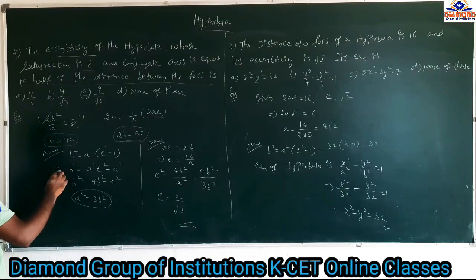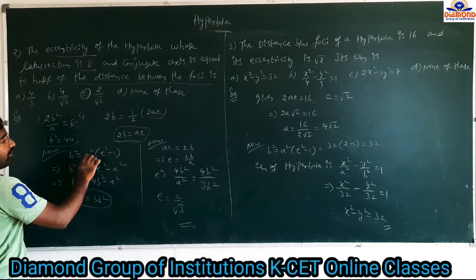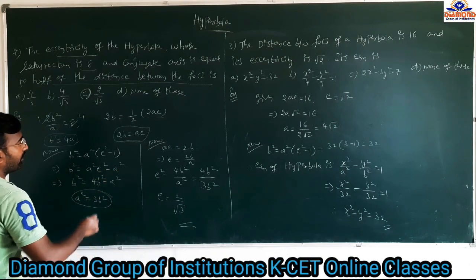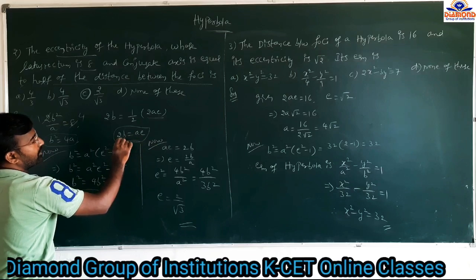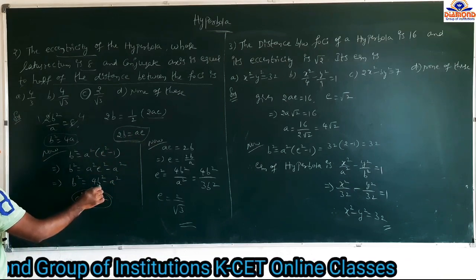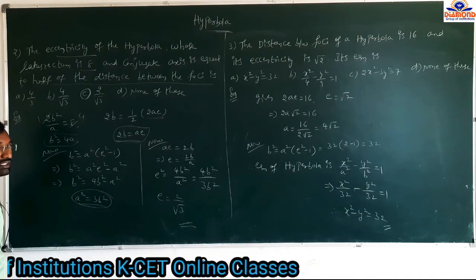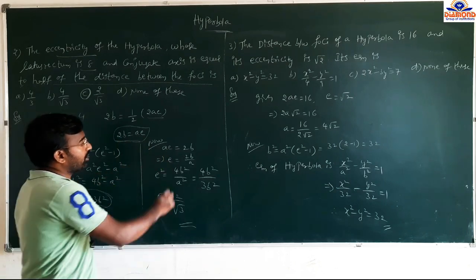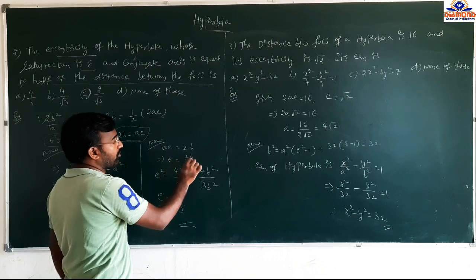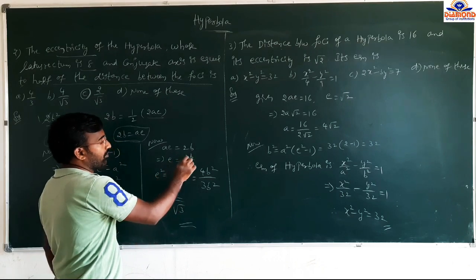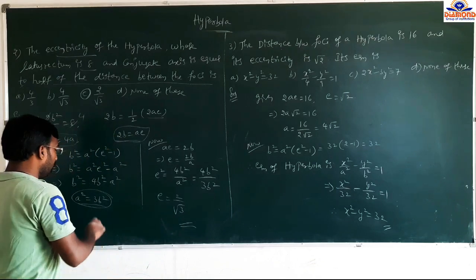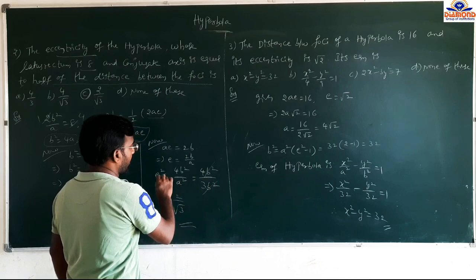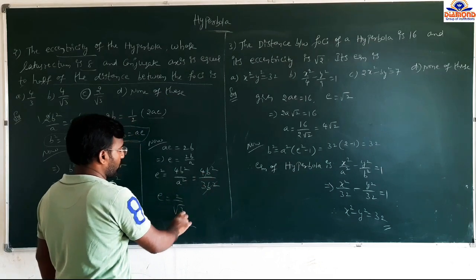From the eccentricity, b square equal to a square of e square minus 1. So b square equal to a square e square minus a square. A square e square is 2b whole square, which is 4b square. So finally you get a square equal to 3b square. Now e equal to 2b by a, so e square equal to 4b square by a square. In place of a square substitute 3b square. So b square cancels. You get e square equal to 4 by 3, e equal to 2 by root 3.